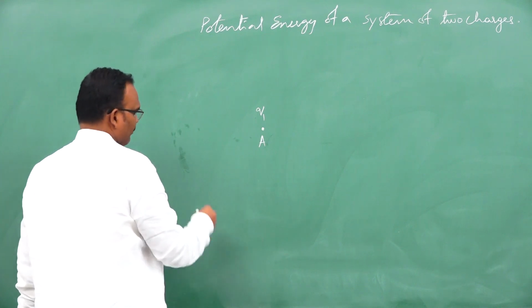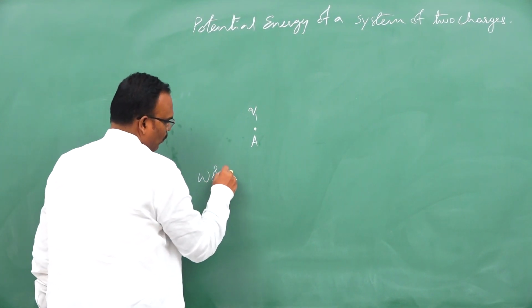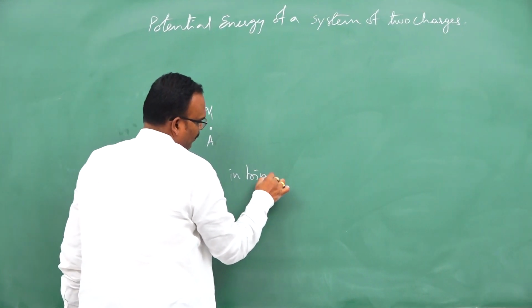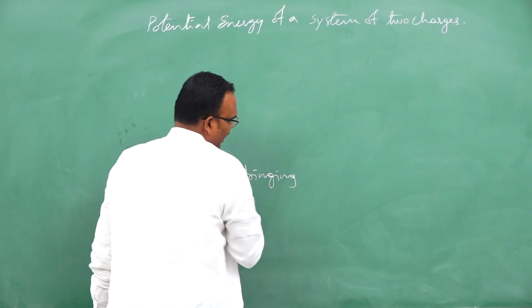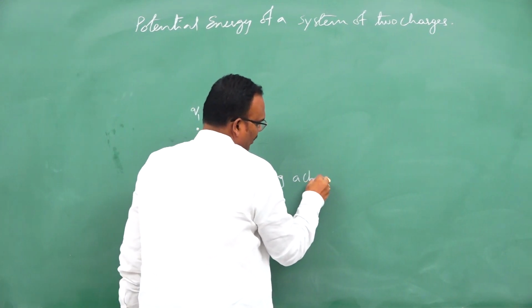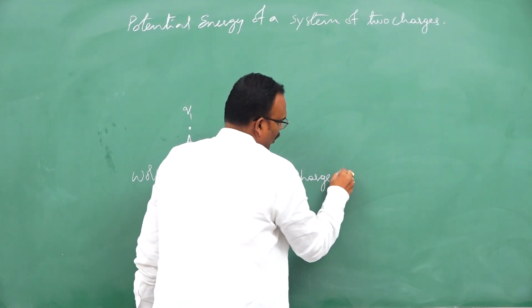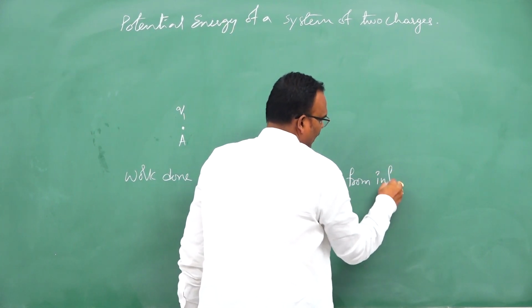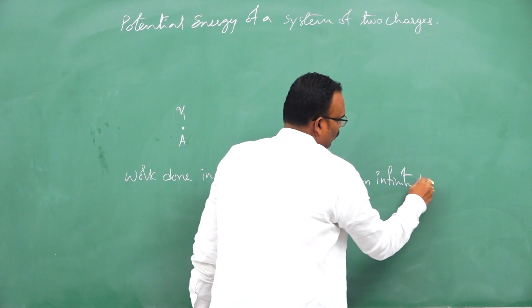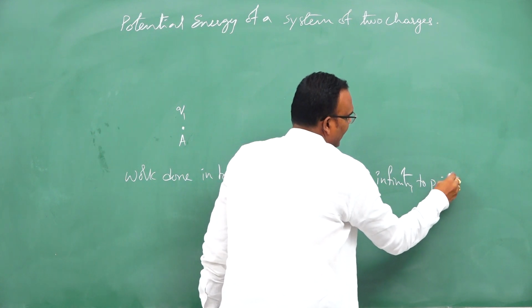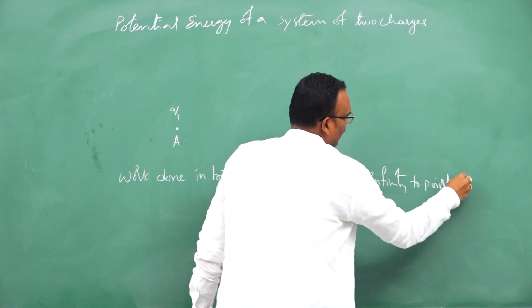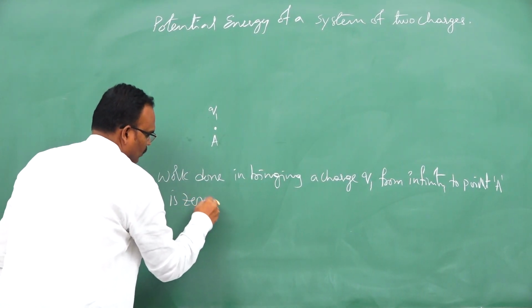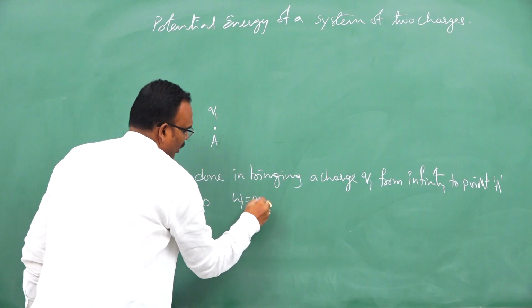So work done in bringing a charge Q1 from infinity to point A is 0. That means W1 is equal to 0.